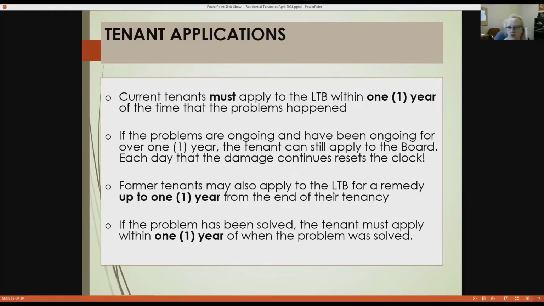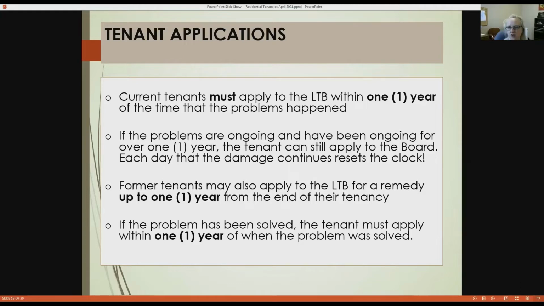If the landlord fails to comply with any of their responsibilities, you can apply to the Landlord Tenant Board at any time. The key is that once you file your application, you can only be compensated, and they can only consider issues going back 1 year from the date you filed your application. So there is a bit of a clock that runs on it. So the sooner, the better for filing.